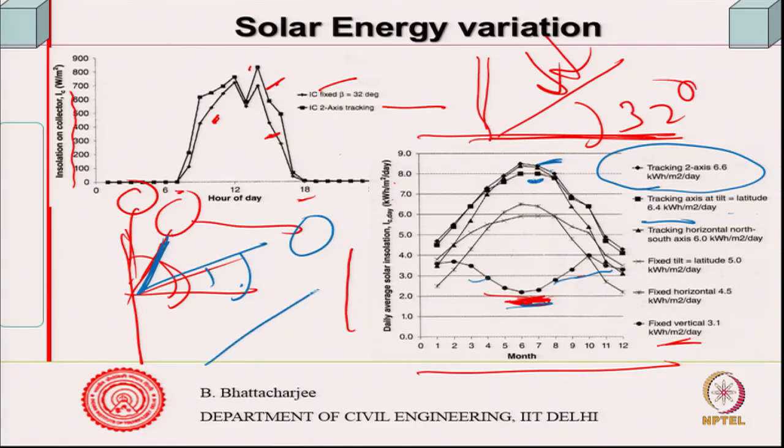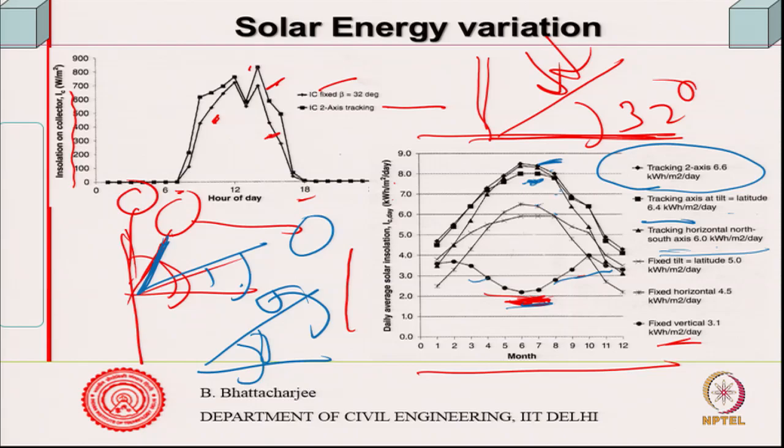That means this angle remains fixed, but then it rotates in this plane. This angle remaining fixed, in the vertical plane the angle is fixed, which is the tilt angle, but it is rotating in the horizontal plane. So, following the sun, that also you get fairly high. And tracking horizontal, right, tracking horizontal north south axis.